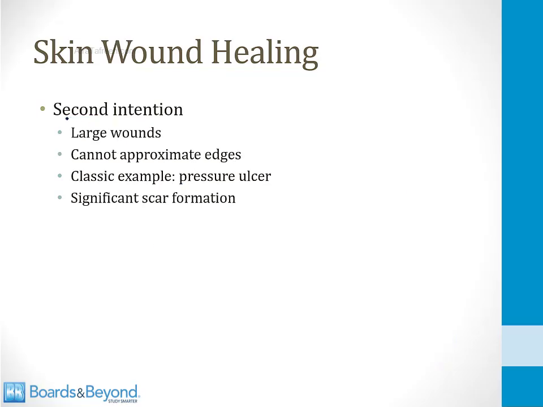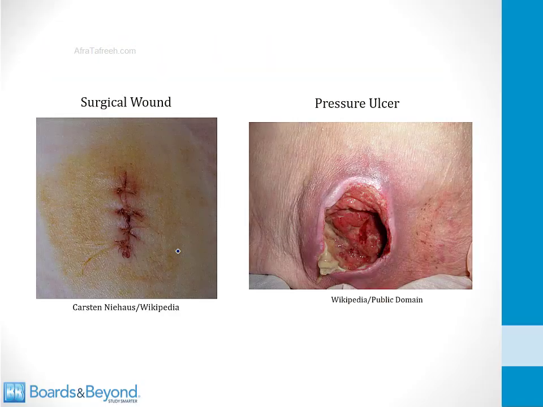In contrast, healing by second intention is what must happen for large wounds. You can't bring the edges together. The classic example is a pressure ulcer on the back of someone who's been bedbound for a long time. You just have to let it heal on its own, and there will be a large scar present once it heals. So just to make this more clear, here's a surgical wound on the left side. It's been stitched together. This wound is healed by first intention, and notice that there's relatively little scar tissue here.